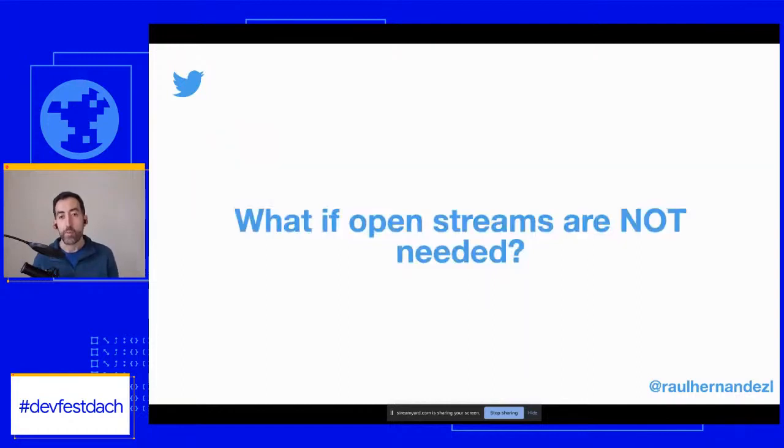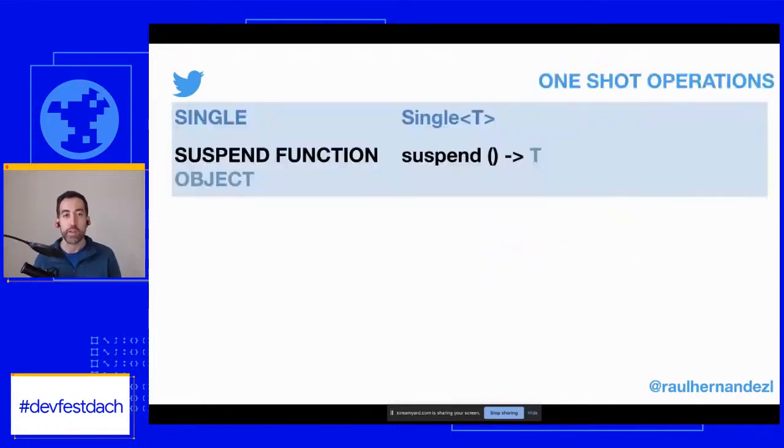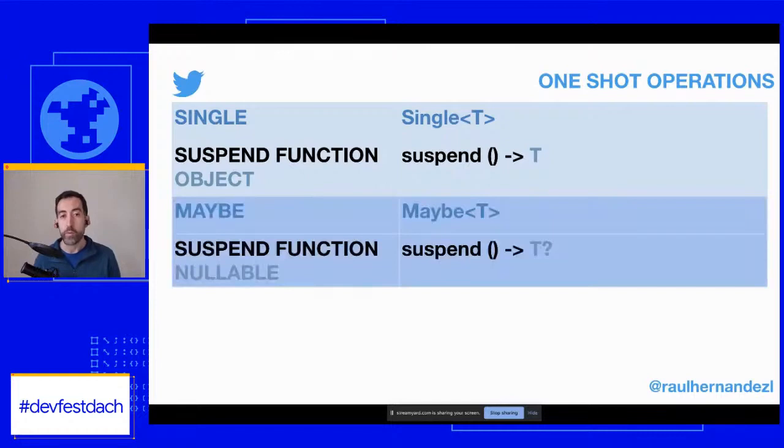But then, obviously, we don't need open streams for every situation. So for that, we have something on both platforms, RxJava and Kotlin coroutines. We have singles in RxJava, and we have suspend functions in Kotlin coroutines. So basically, we return an object in a suspend function if we want to replace the single, or if we have a maybe, we want to change that and have a nullable object. Suspend will then return a nullable object for that particular case.